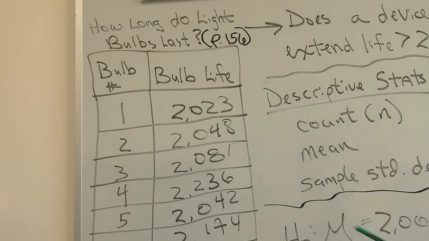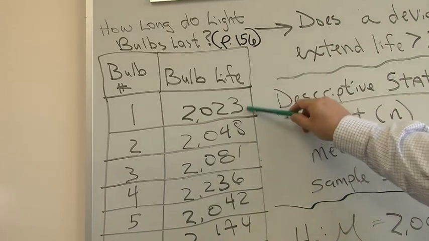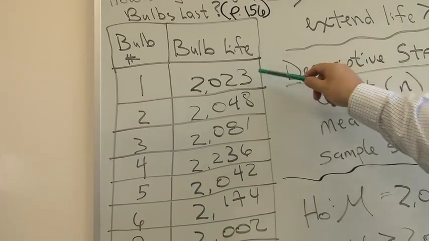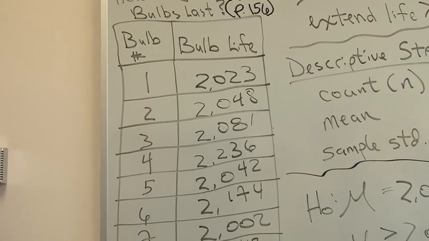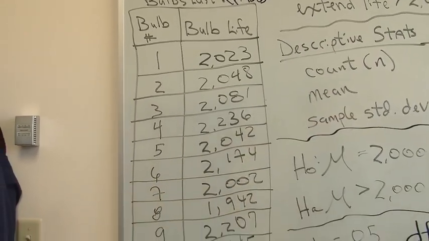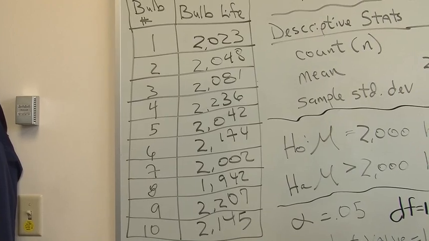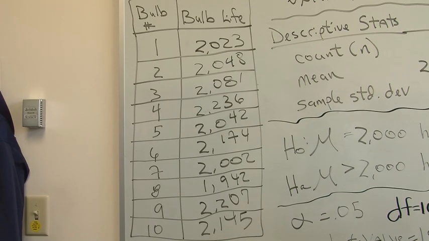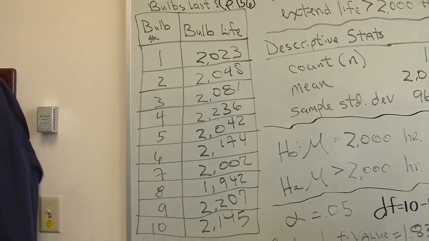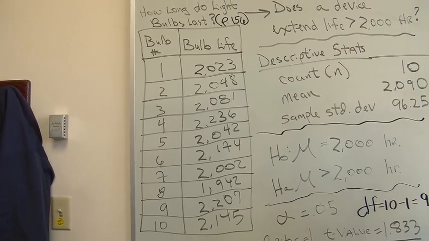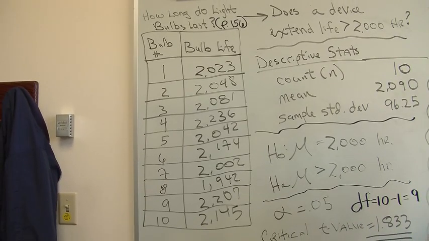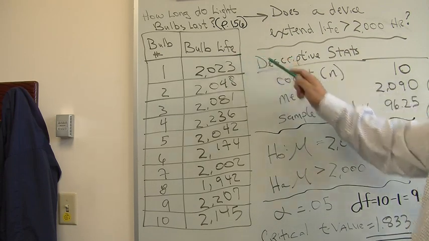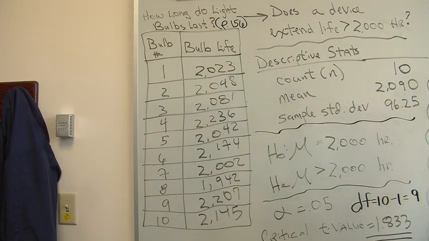So first, they drew a sample of 10 light bulbs. Light bulb number 1 lasted for 2,023 hours. Light bulb number 4 lasted for 2,236 hours. Light bulb number 8 lasted for only 1,942 hours. Our interest here, let me remind you, is that they have a new device that supposedly helps light bulbs last longer than what they're advertised to last. And these light bulbs in this example are advertised to last for 2,000 hours.